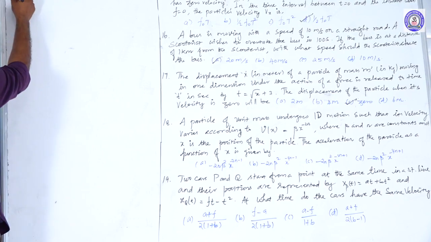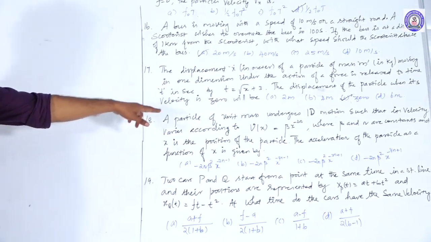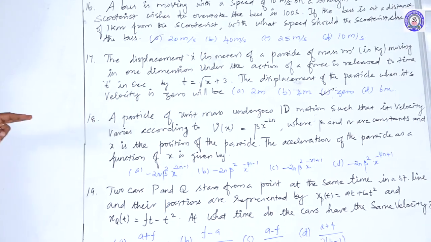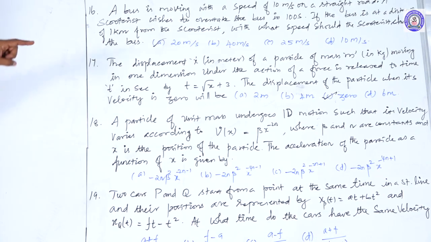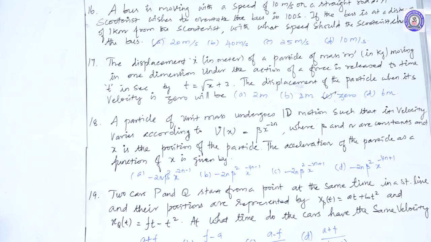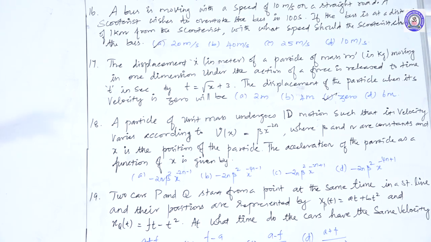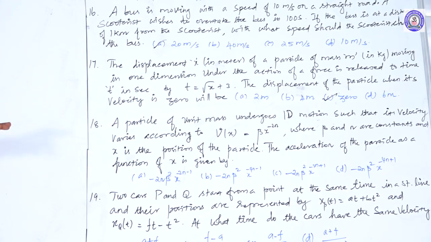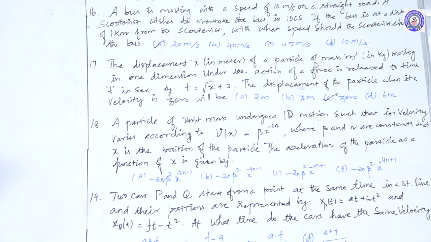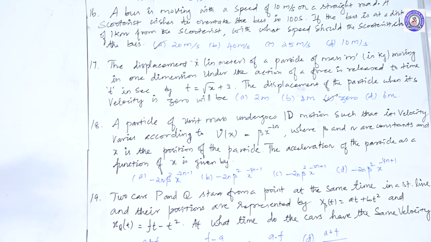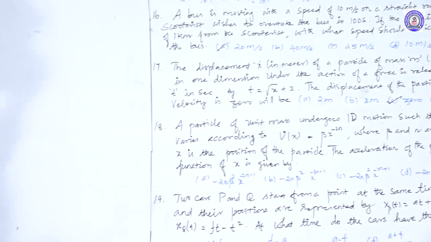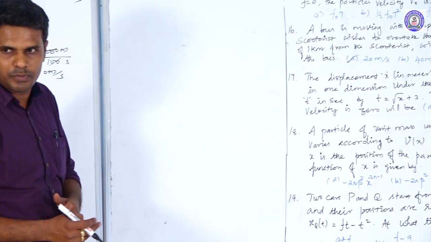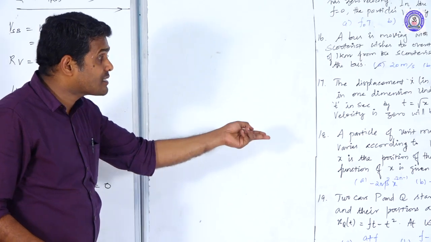Now, question number 18. A particle of unit mass undergoes one-dimensional motion such that its velocity varies according to v of x equals beta x power minus 2n, where beta and n are constants and x is the position of the particle. The acceleration of the particle as a function of x is given by. They have given the expression for velocity and they are asking to calculate the acceleration of the particle as a function of x. Generally, we represent the velocity of the particle in terms of time. Velocity is the rate of change of displacement with respect to time. Acceleration is also the rate of change of velocity, meaning change in velocity with respect to time. But here, acceleration of the particle as a function of x is asked.